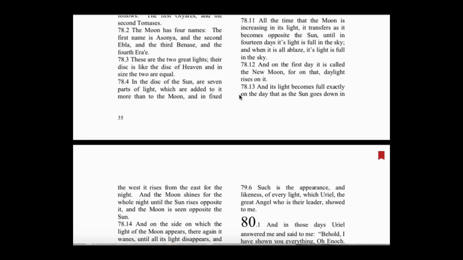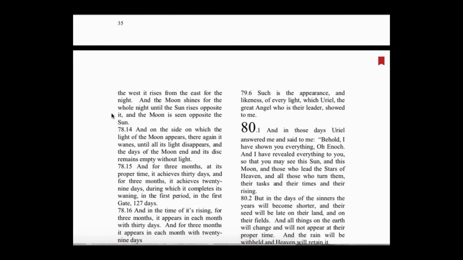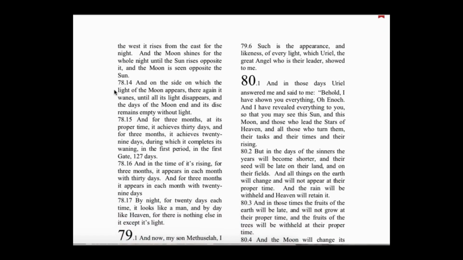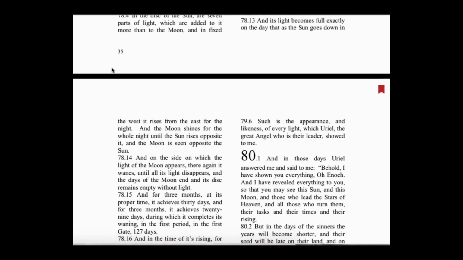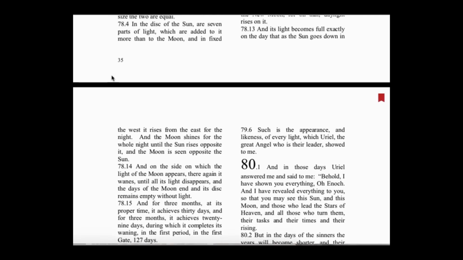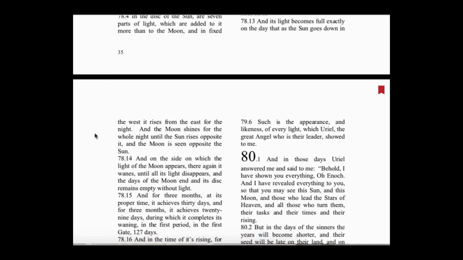And its light becomes full exactly on the day that as the sun goes down in the west, it rises from the east for the night, and the moon shines for the whole night until the sun rises opposite it, and the moon is seen opposite the sun. So 78.13 describes that the moon shines only when the sun goes down. Is that correct?